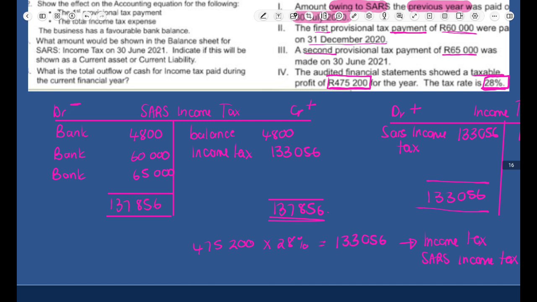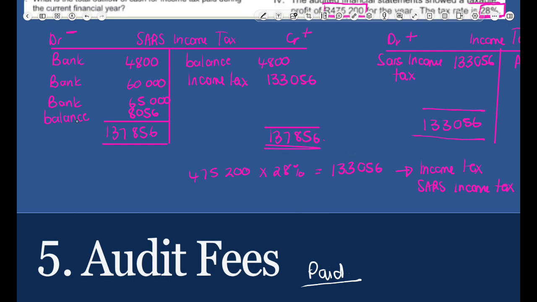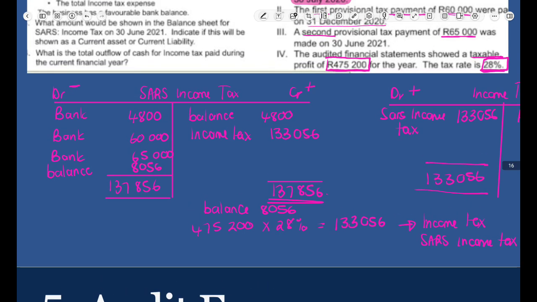137,856. Then obviously I will have a balancing figure this side, right? So I minus everything on this side, 4.8 minus the 60,000 minus the 65,000, that will give me 8,056. Then remember, when you're closing off an account, you don't stop there, you bring that balance over to this side as 8,056, right?